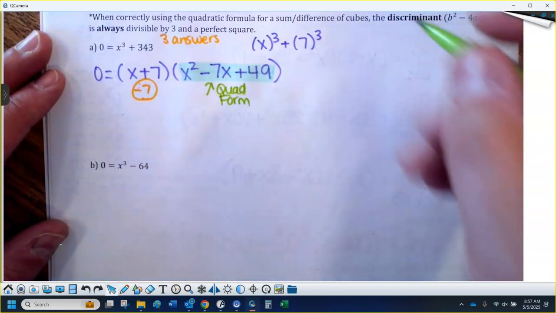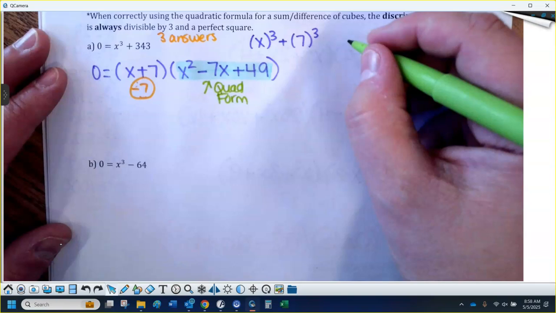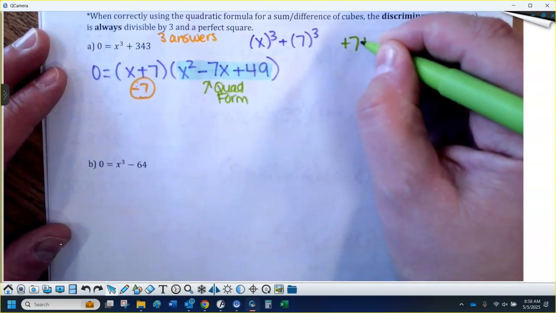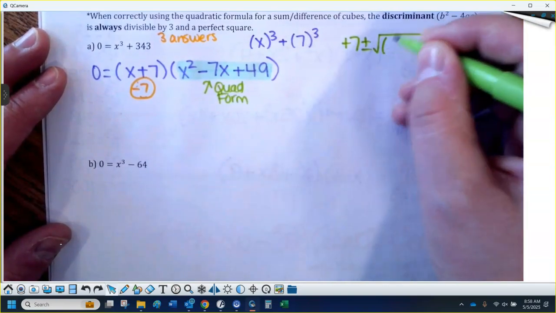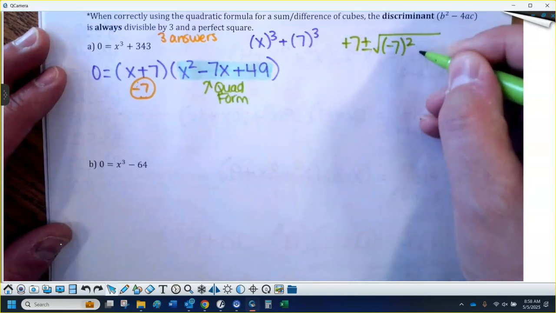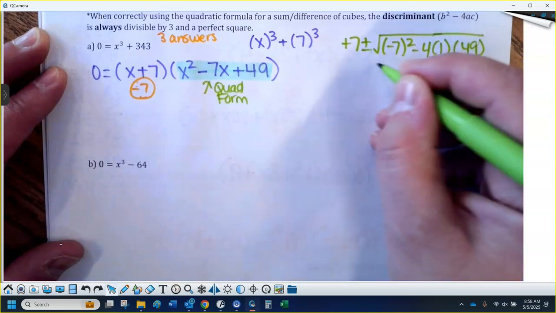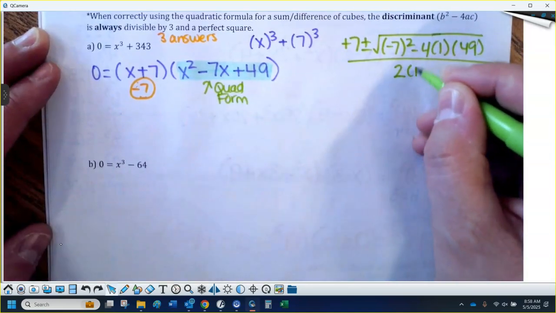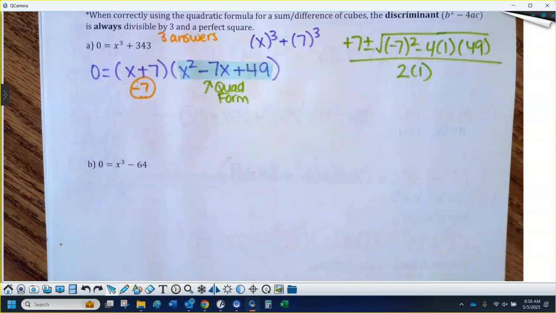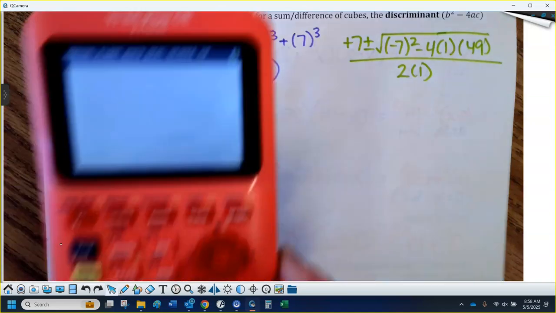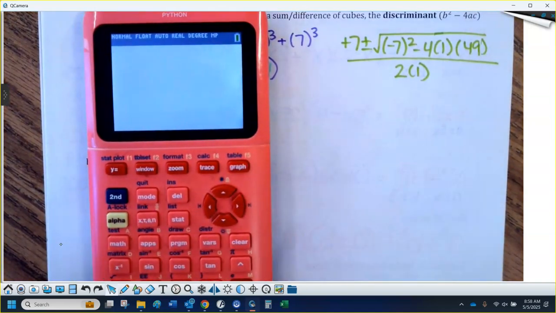All right, in my quadratic formula, it's the opposite of b, so it's going to be positive 7 plus or minus the square root of negative 7 squared minus 4 times 1 times 49, everybody over 2a, which is 2 times 1 here. Now, I promise, whatever is under the square root, it's not ever going to be a perfect square if you did this correctly, but you can always divide it by 3 and a perfect square. We're working with sum or difference of cubes, that's how I remember that.